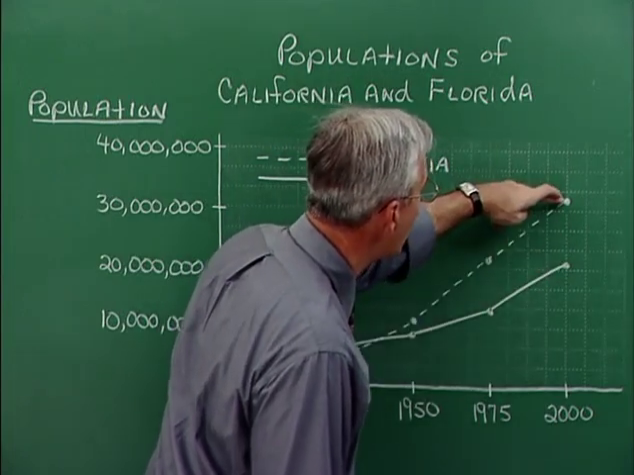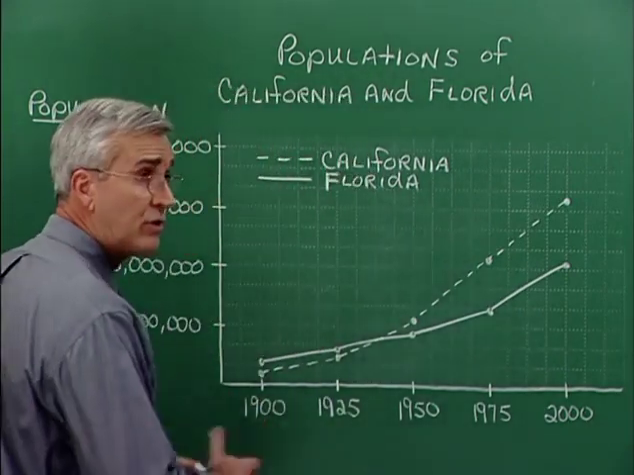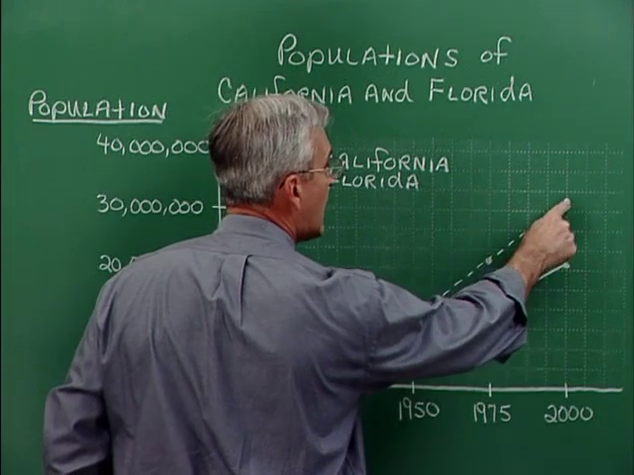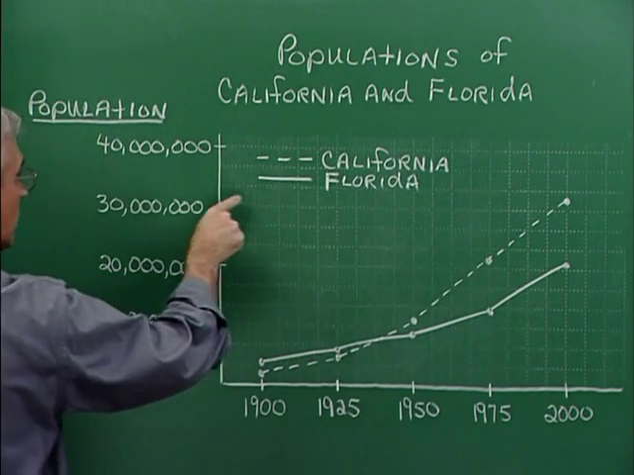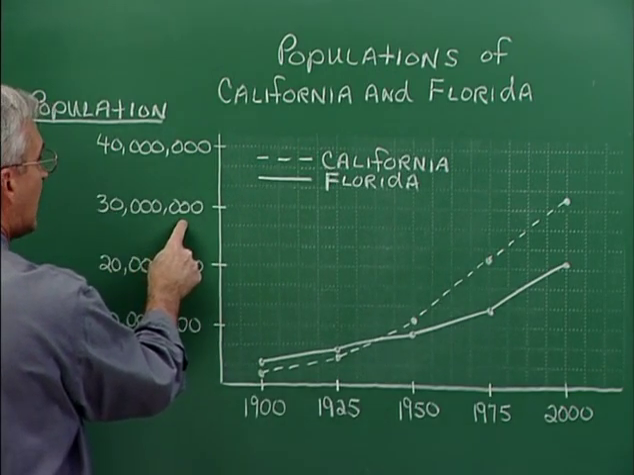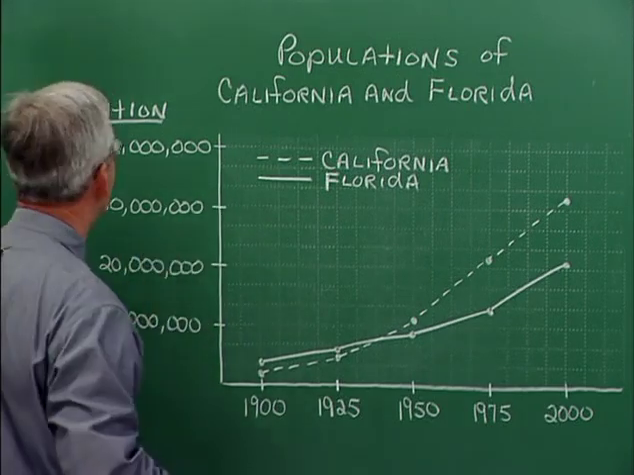Now notice that we don't have actual numbers associated with each of these dots. In order to read the population number associated with a dot, we would have to look at the dot and slide over to the left. That top dot over there is a little above 30 million. So the population of California in the year 2000 was a little above 30 million folks.